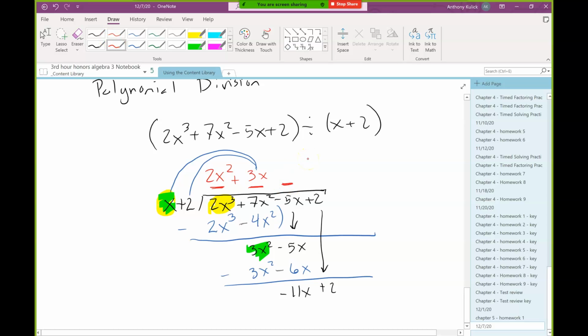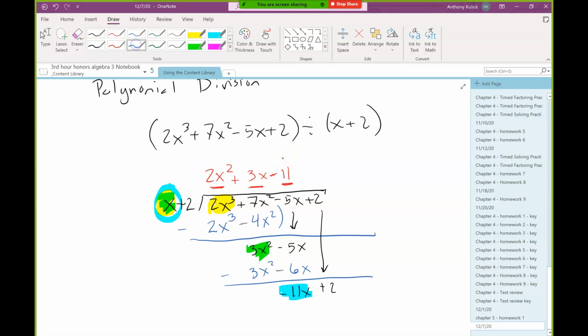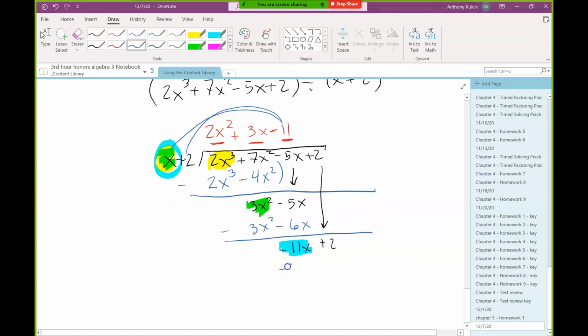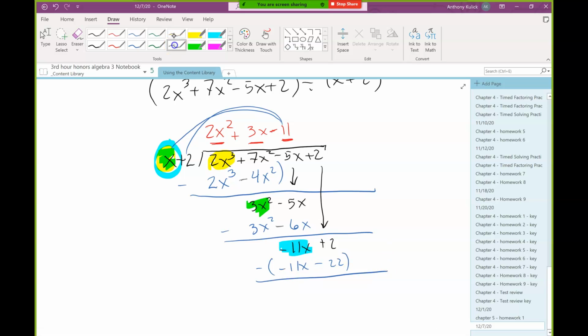And then I'll ask myself, how many times does x go into negative 11x? Well, that's negative 11 times. So I multiply negative 11 to both parts of my divisor. So negative 11x minus 22, and subtract down. So again, before we start doing our subtraction, we'll distribute our negative. So negative of a negative 11 becomes positive, and negative of a negative 22 becomes positive.